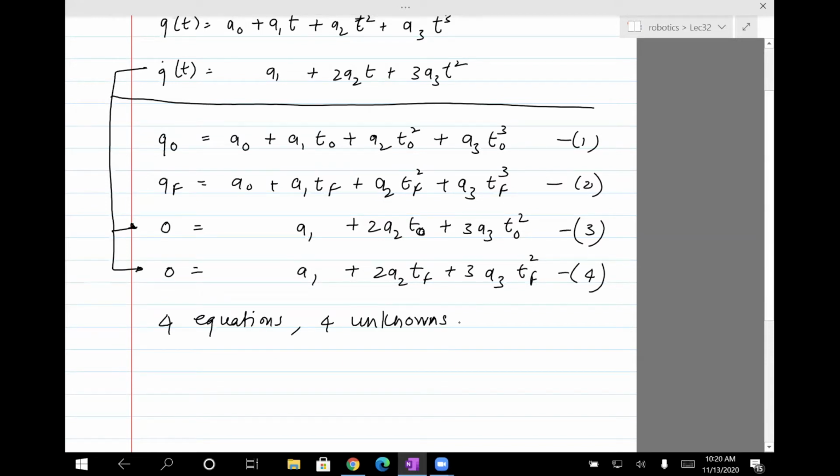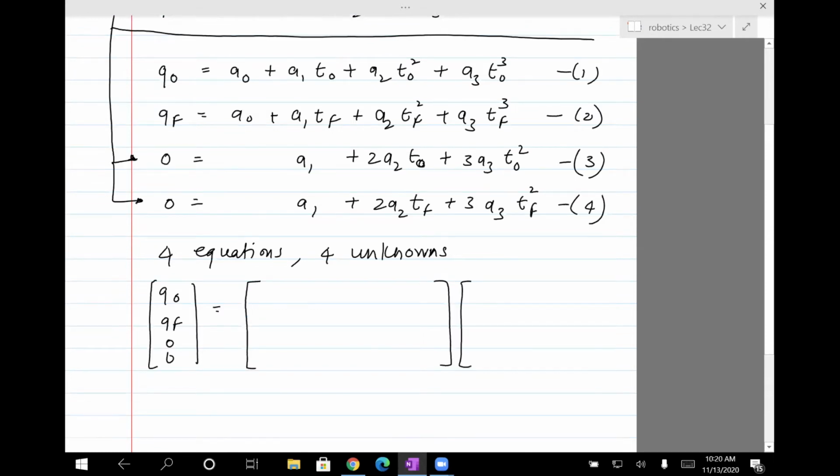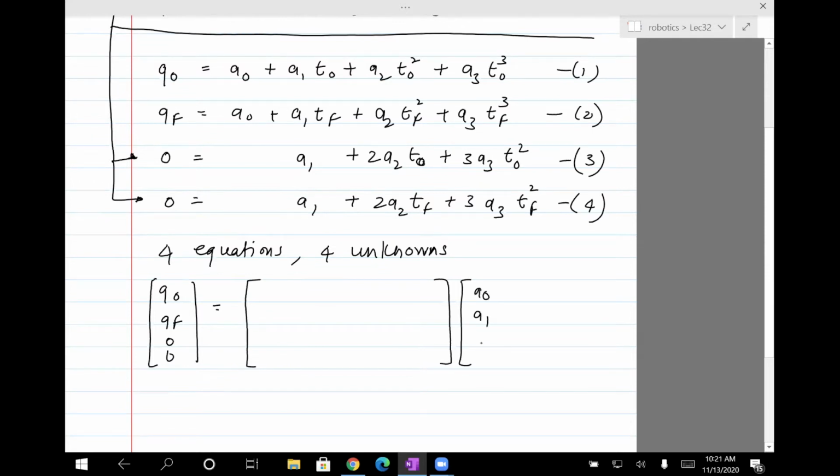Okay, now this is where it gets harder, right? If you try to solve this by hand, that is going to take a while. And so this is where I recommend using MATLAB. But before we can put that in MATLAB, we need to shape these equations so that they are written as matrices, which can then be put in MATLAB. So I'm going to do that just next. So on the left hand side, it's pretty simple. It's just 4 terms: q0, qf, 0, and 0. So then there is going to be a matrix which will multiply with the constants, and the constants are a0, a1, a2, and a3.